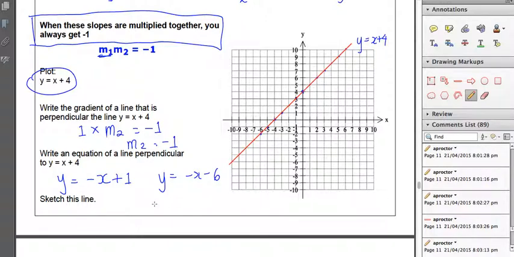That is also perpendicular. That one there is also perpendicular. The reason that I know it's perpendicular is the gradient of each of these is -1, and that is the negative reciprocal of +1, which was the gradient of the original.